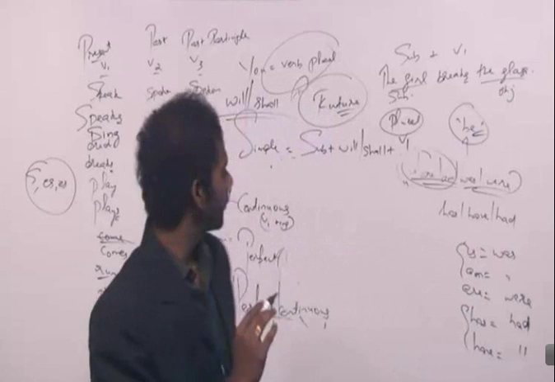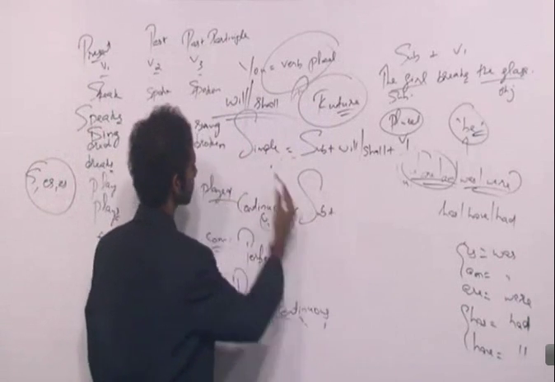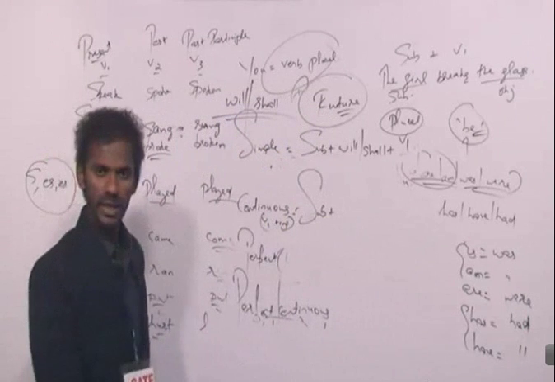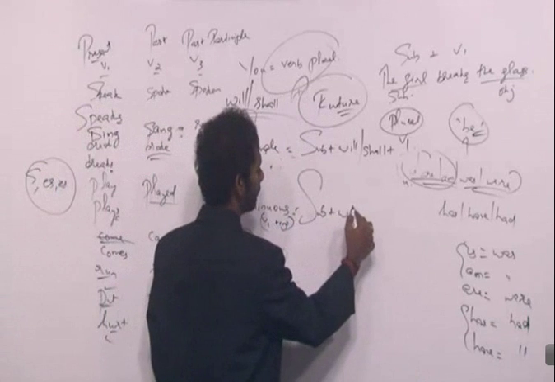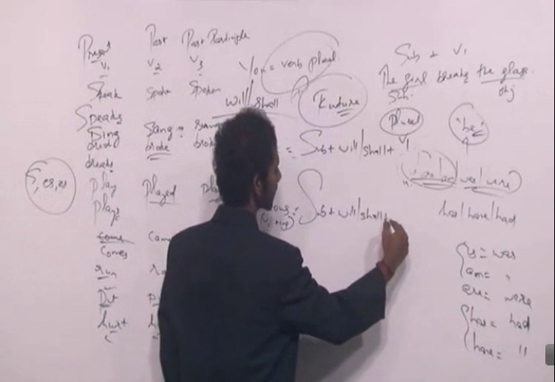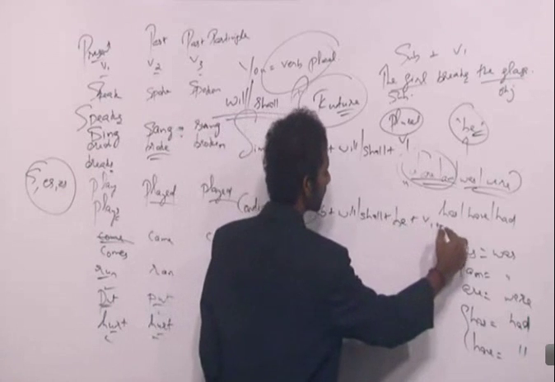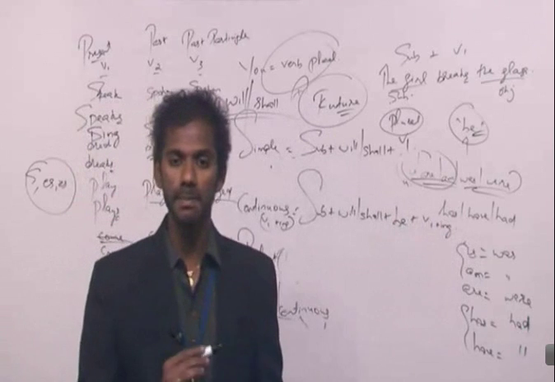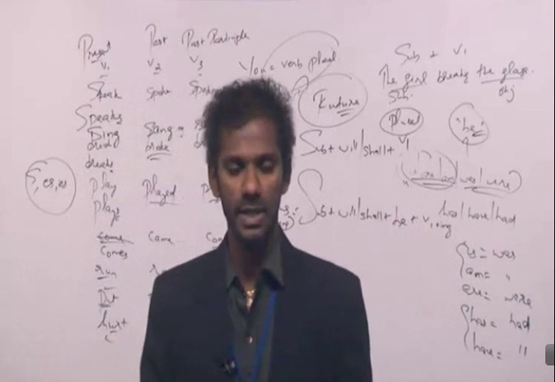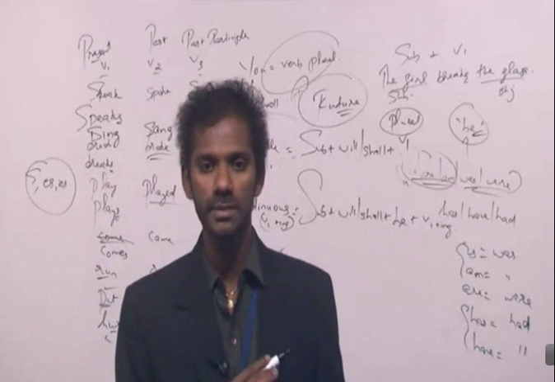Now the rule of future continuous will be subject plus will or shall. I told you in every category of future tense, will or shall must appear. Subject plus will or shall plus be plus V1 plus ing, because it is continuous tense. Clear? So this is the structure of future continuous.